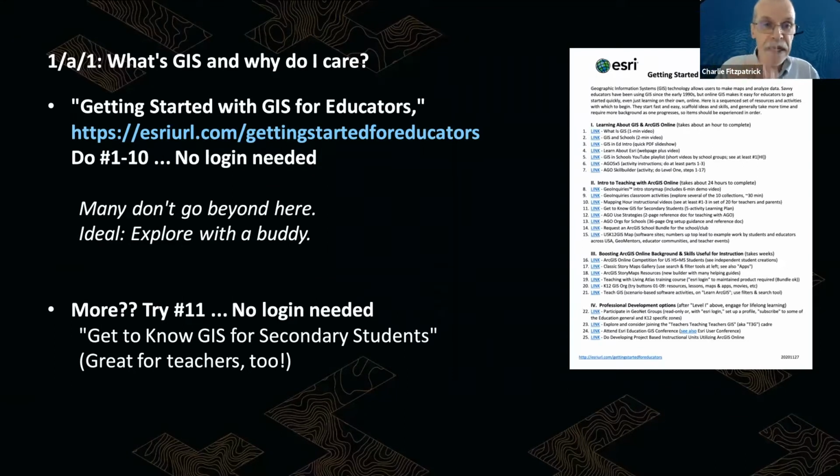And this document that you can see here, esriurl.com/getting started for educators, it's really, think 25 steps from how do you spell GIS down to what do I need for lifelong learning. Numbers 1 through 10, you can do all of that with no login necessary. And many don't go beyond number 10. And it's ideal if you can explore this with a buddy.